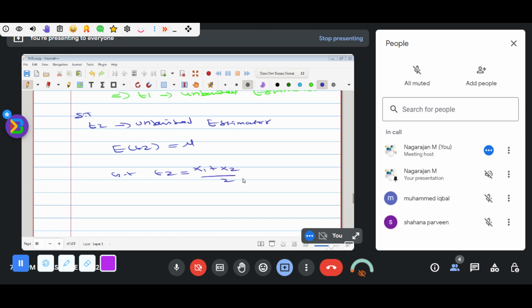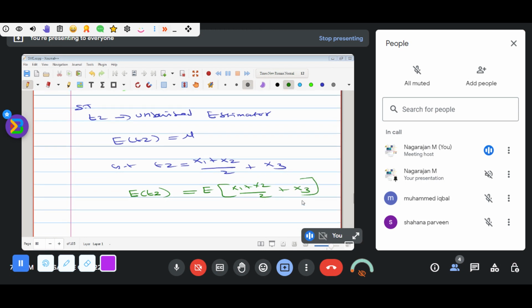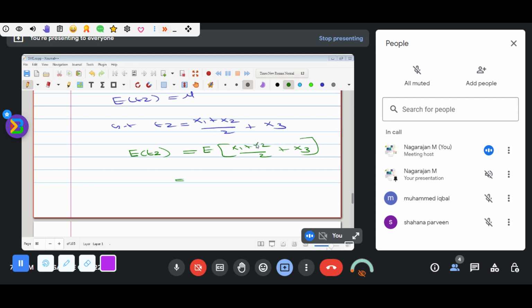T2 equals (X1 plus X2) divided by 2 plus X3. Now we want to take the expected value of T2. E of T2 equals E of (X1 plus X2) divided by 2 plus X3. Separately, 1 by 2 is a constant term, and it is common to the X1 X2 part, therefore 1 by 2 times E of X1 plus E of X2, plus the last term, E of X3.